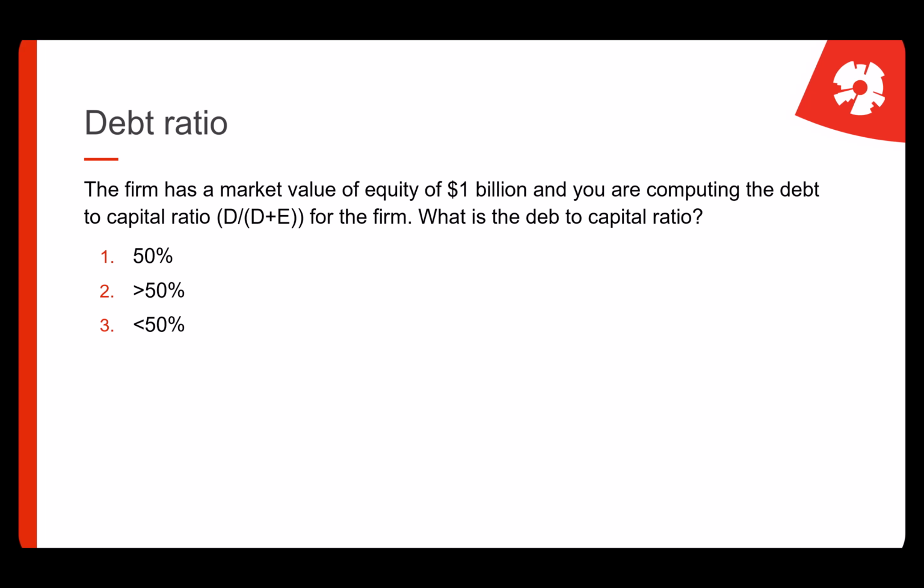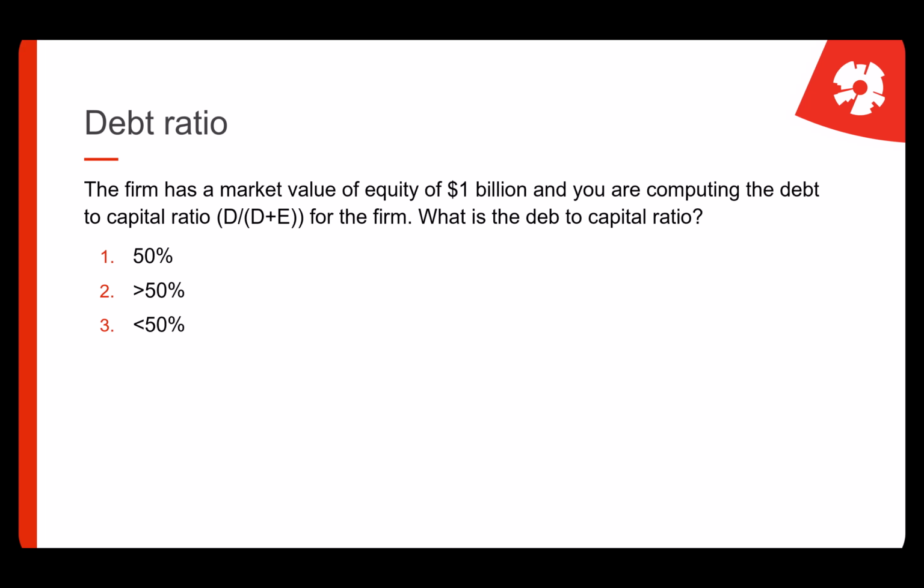Now let's work through this debt ratio problem. If the firm has a market value of equity equal to 1 billion, which is our E in the formula, the debt to capital ratio is defined by D divided by D plus E. Notice that the question doesn't give us an explicit dollar value of debt, but we know from the context of the previous example that the firm also has 1 billion of debt outstanding.